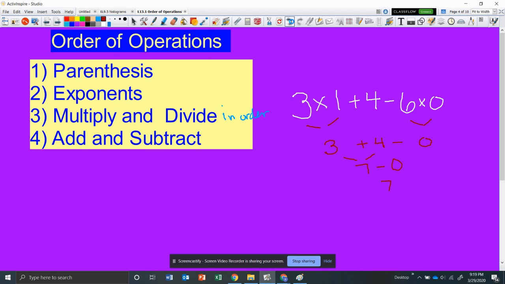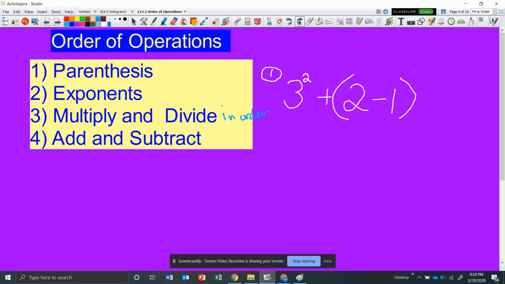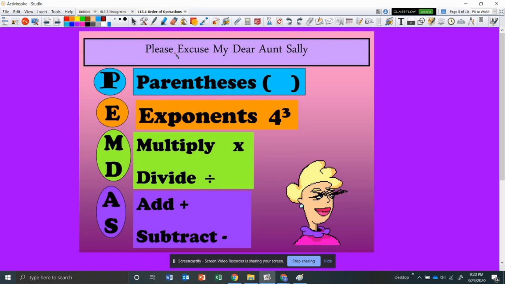Okay, so that's a couple different kinds of problems that you're going to see whenever you're doing this work today. And I'm hoping that you will remember it. Now, a lot of people use a particular sentence to help them remember this. And it's this sentence: please excuse my dear Aunt Sally.